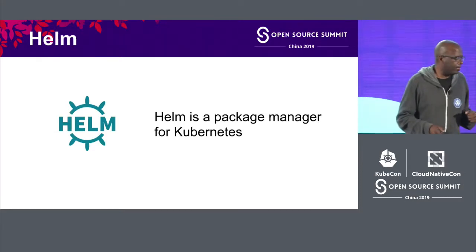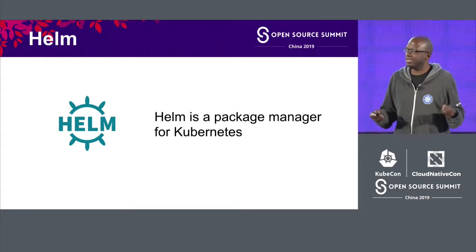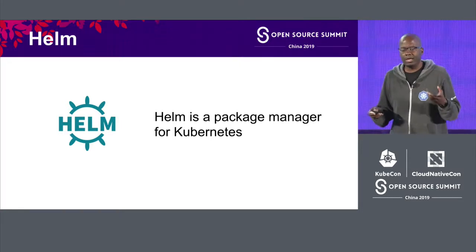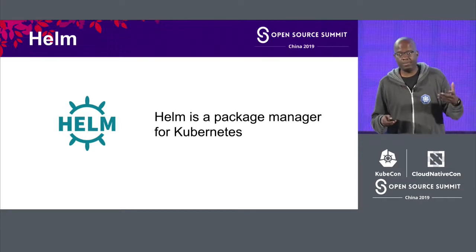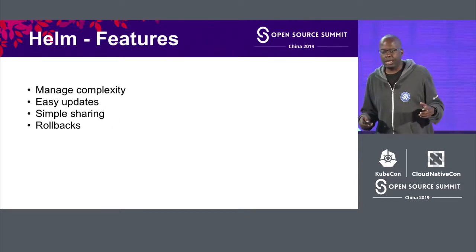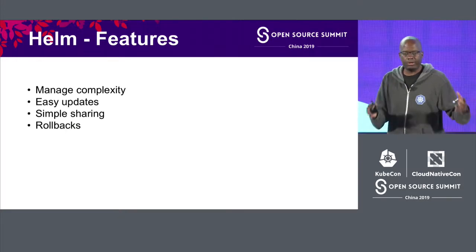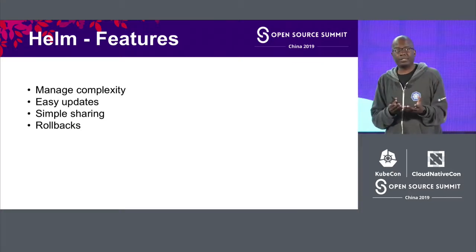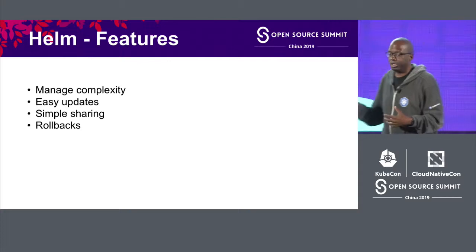Last month, Helm released 3.0 alpha, and Helm is a package manager for Kubernetes. It's actually the package manager for Kubernetes. What it allows you to do is define your configurations, whether using YAML and templates, and then you can install your complex configuration on your dev cluster or your staging cluster or your production cluster.